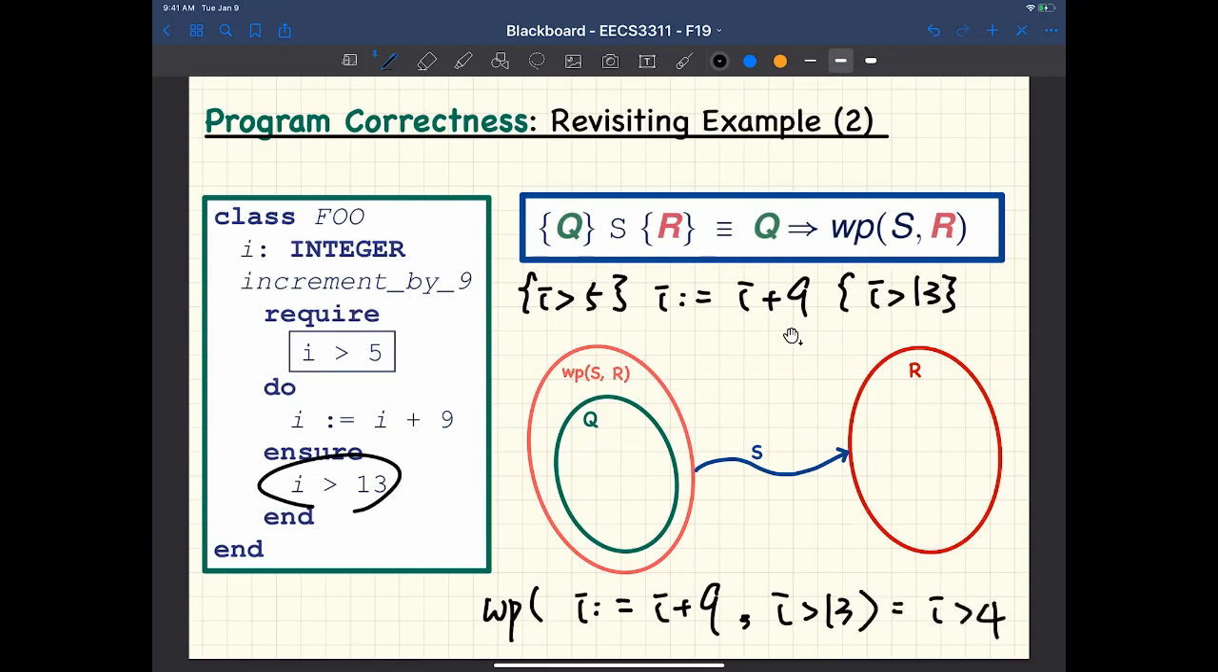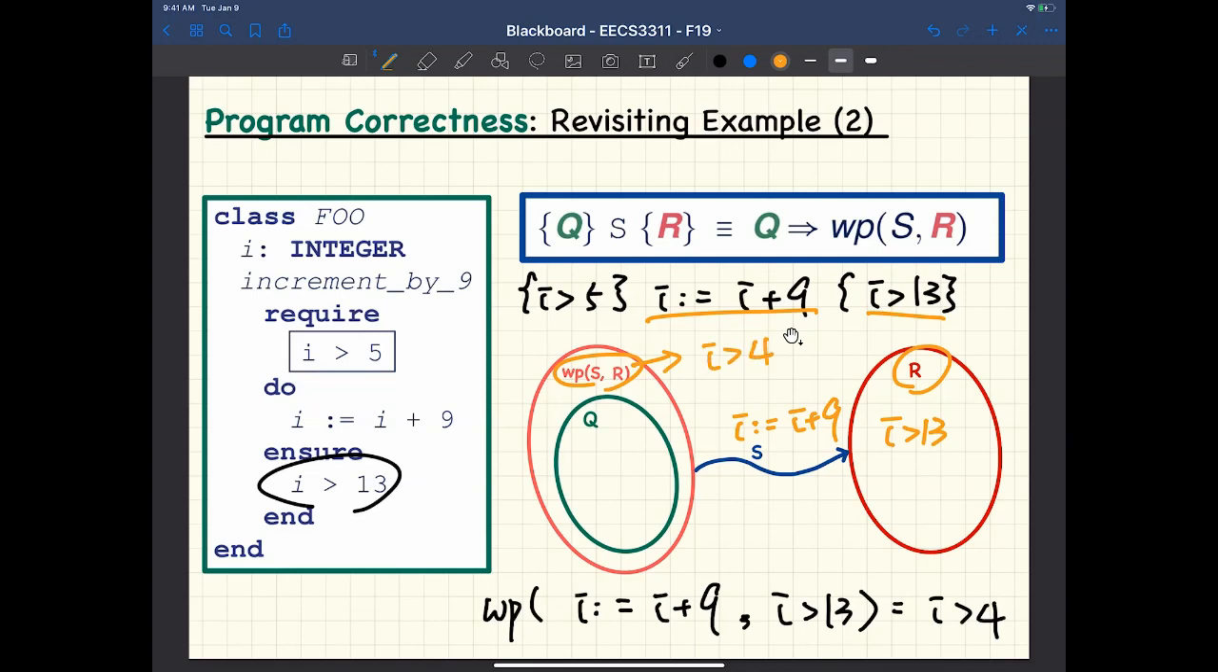Okay, the WP, we're going to talk about how to calculate in a moment. Take it for granted for now. Let's fill in the blanks over here. R over here is I larger than 13. S over here is I is assigned to I plus 9. Somehow, we can calculate the WP over here is simply just I larger than 4.